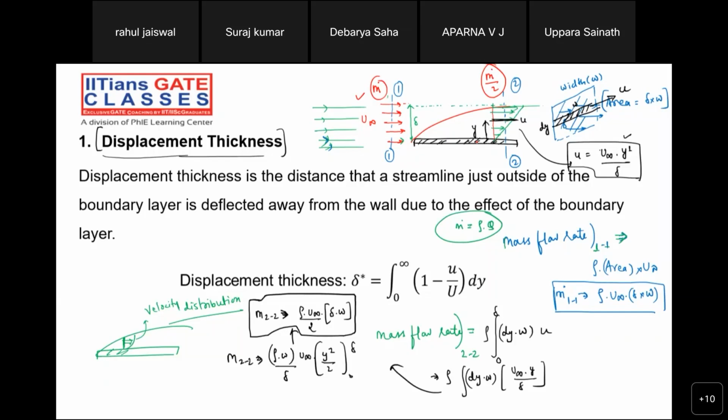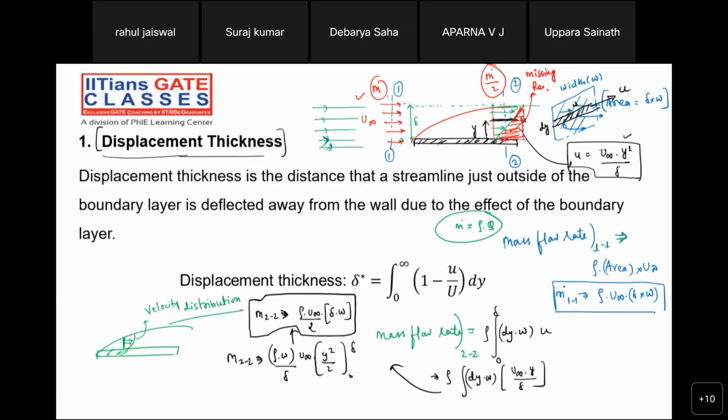Where has it gone? Tell me, guys. The remaining mass flow rate, where has it gone? Because of the boundary layer formation, my dear friend, the full zone is not occupied. Why is there a reduction in the mass flow rate? Because the full region of the flow, this is the missing region. This red color which I'm marking at this point of time is the missing region.